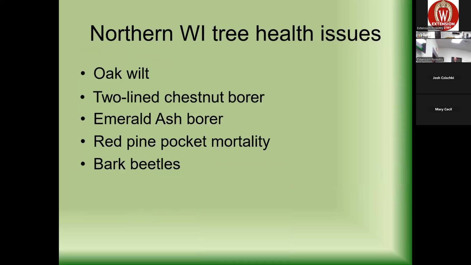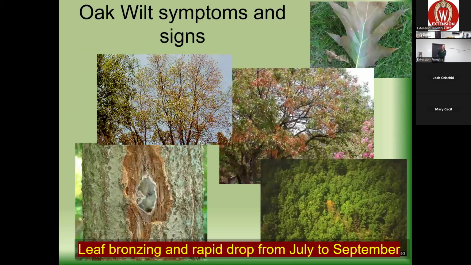So our big health issues that we're going to key in on tonight are oak wilt, two-line chestnut borer, emerald ash borer, red pine pocket mortality, and the counterpart, the one that often goes with them, bark beetles. So let's start with oak wilt.